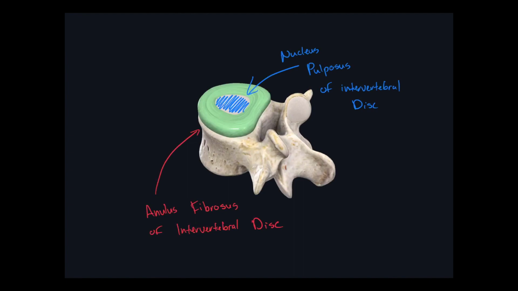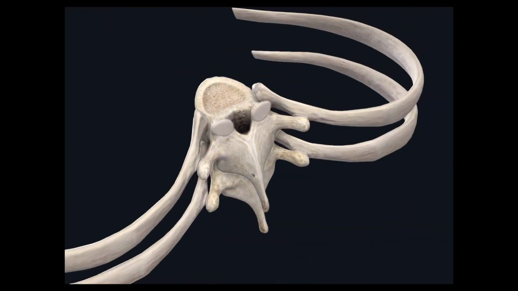Continuing on with joints located on vertebrae, we have joints between vertebrae and the ribs. The thoracic vertebrae have joints between the ribs and the transverse processes. These joints are called costotransverse joints.